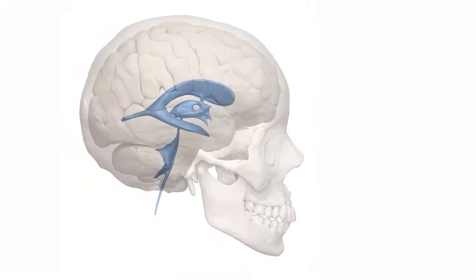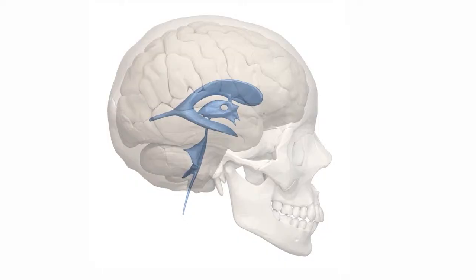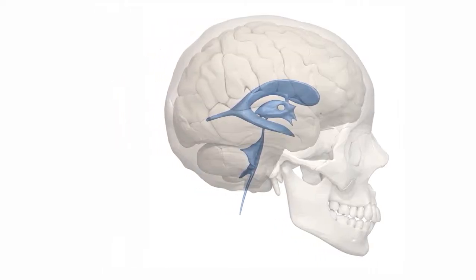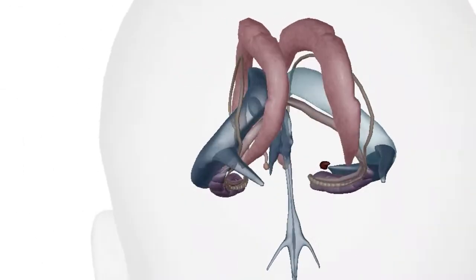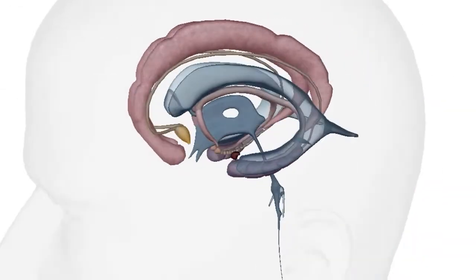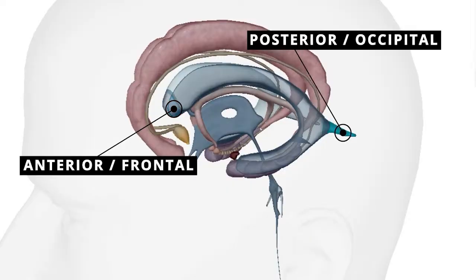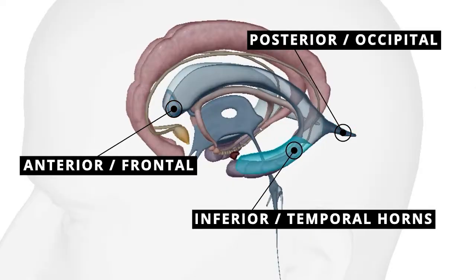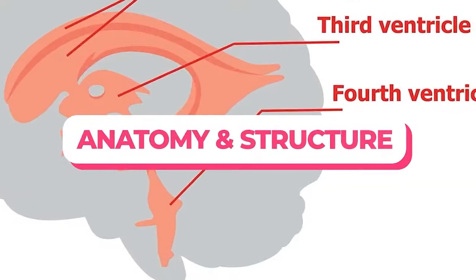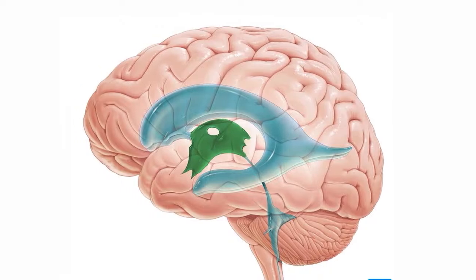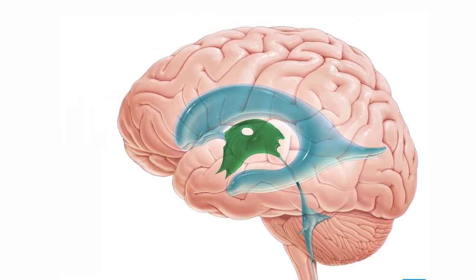These are the largest of the ventricles and are found within each hemisphere of the cerebral cortex, having a curved, horseshoe-like shape. Each lateral ventricle consists of a central body and three protruding horns, the anterior or frontal, posterior or occipital, and inferior or temporal horns. Third ventricle. This is a narrow, funnel-shaped cavity located in the midline, between the left and right thalamus.